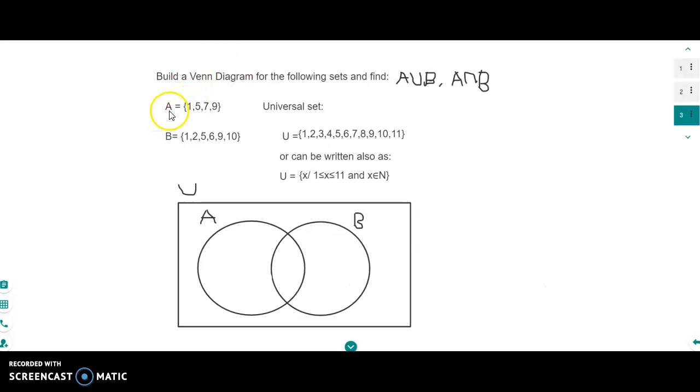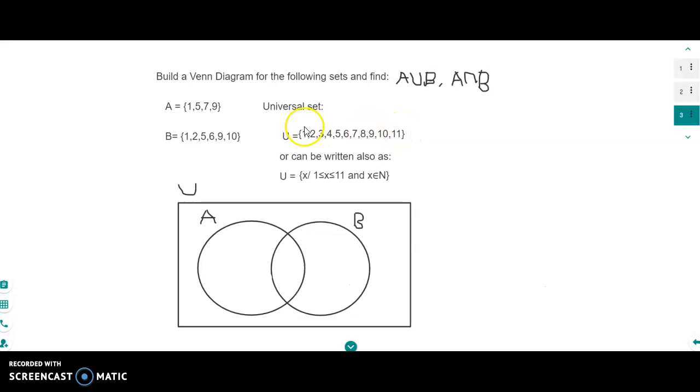And we have, given the sets, the problem says that we have the set A: 1, 5, 7, and 9, and we have the set B: 1, 2, 5, 6, 9, and 10. And they already gave us the universal set, which is 1, 2, 3, 4, 5, 6, 7, 8, 9, 10, and 12. So this is information from the problem. If they don't give this information, we can build our own universal set. We write U equals, and we include all these elements, 1, 5, 7, 9, all of these, 1, 10, all of that.